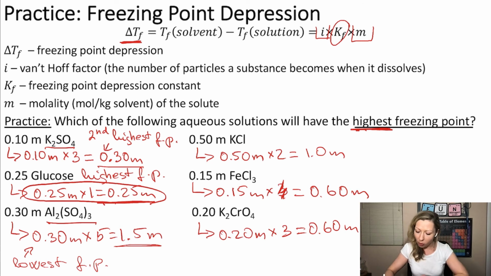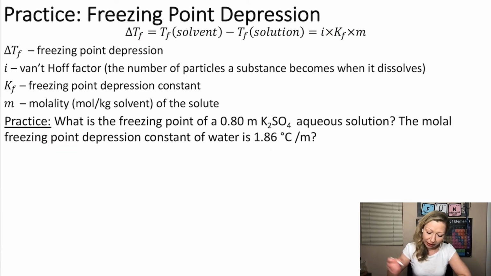Let's do one more example. Here, we have to figure out the freezing point of a 0.8 molal potassium sulfate aqueous solution when the freezing point depression constant of water is given to us. So we know K sub F, we know the molality, we can figure out i.